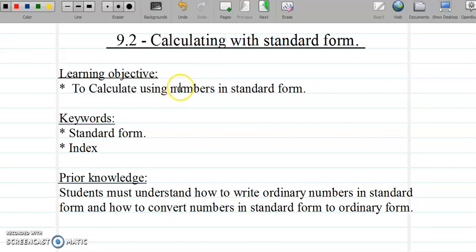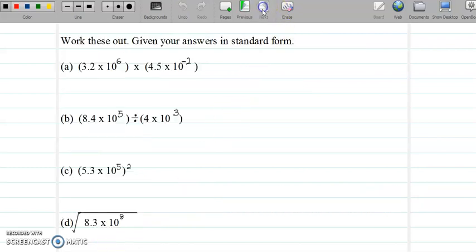Okay, in today's topic, we look at calculating with standard form, and the learning objective is to calculate using numbers in standard form, and these are the key words we have. Before we embark on this, students must understand how to write ordinary numbers in standard form and how to convert numbers in standard form to ordinary form. This was the last lesson we treated. Okay, let's do a couple of examples.